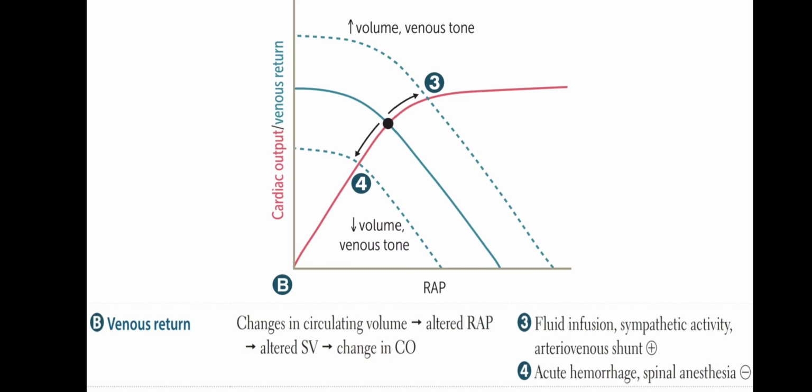Next graph is venous return. If there are changes in circulating volume, this will result in altered RAP, altered stroke volume, and change in the cardiac output. Positive shift is seen with fluid infusion, sympathetic activity, arteriovenous shunt. Negative shift is seen with acute hemorrhage and spinal anesthesia.